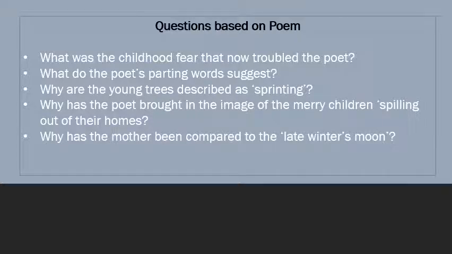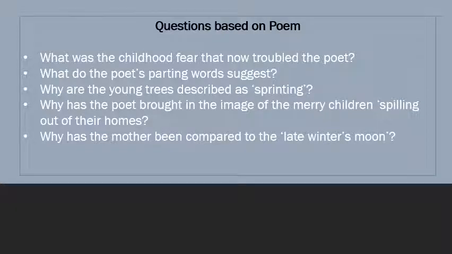In her childhood, the poet sometimes feared that she might lose her mother, she might be separated from her mother, and that fear of losing her mother that she felt in her childhood, now again, seeing her old mother, she is having the same fear again. The fear of getting separated from her mother.